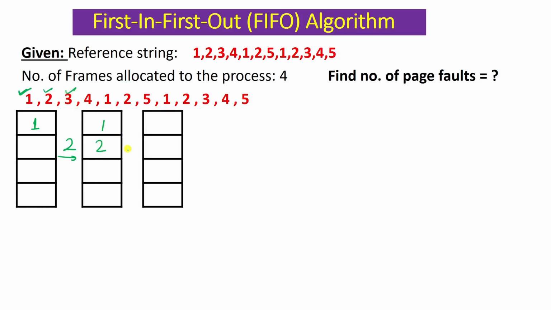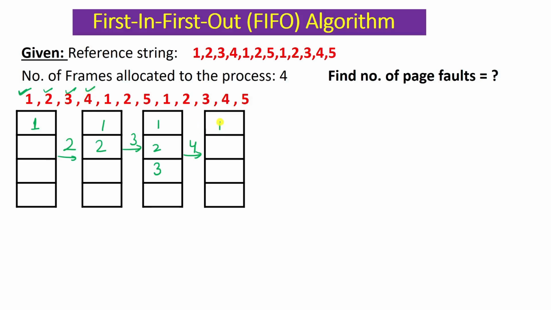Now page number 3 is asked, so I will keep 3 here, after 1 and 2. Now 4 is asked. 4 is not here, so I will keep 4 here, and for 4 again a page fault is there. So 1, 2, 3 are the same, and 4 is kept here in the free frame.